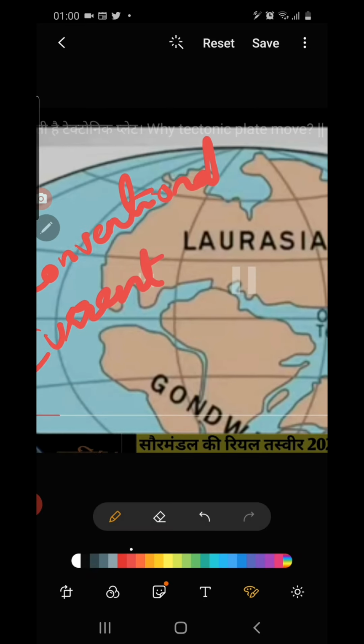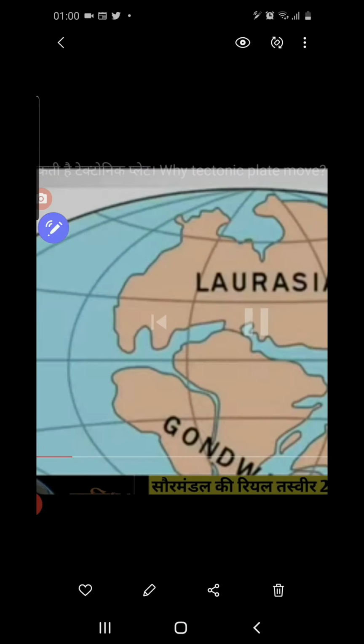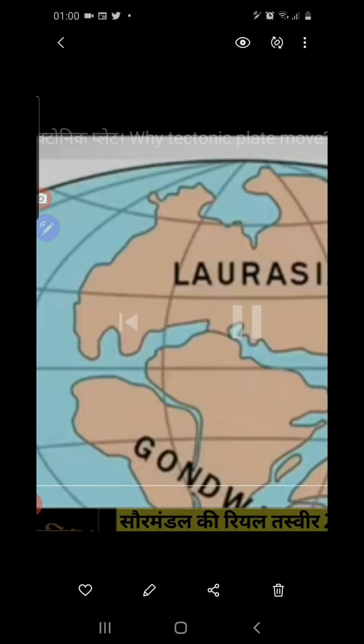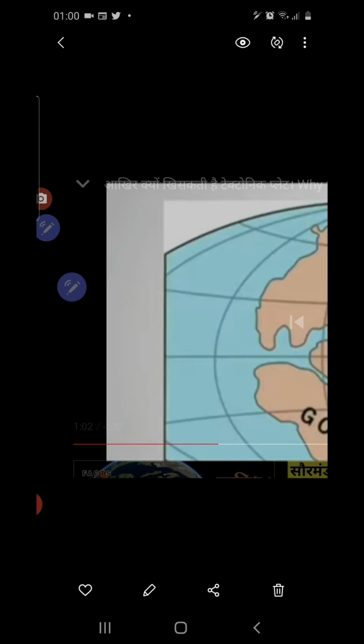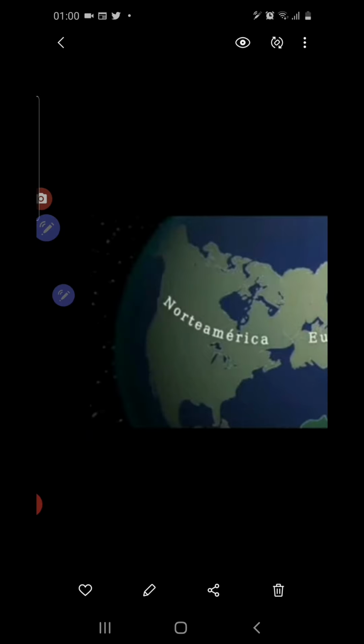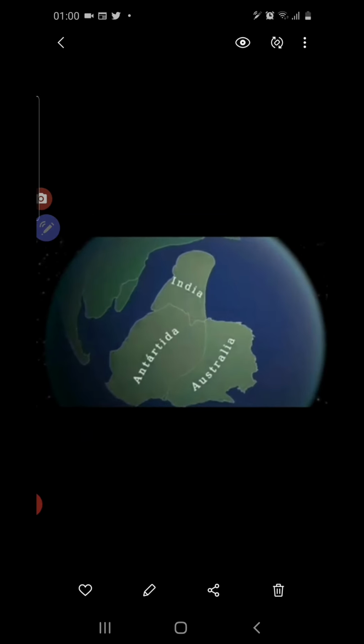Understood? So that is the reason why in the beginning there was only one single continent. Later on it was divided into two continents. Why? Due to the convection currents they started moving. Then again these were divided into North America, Europe, Asia, Antarctica, Australia, India and South America.